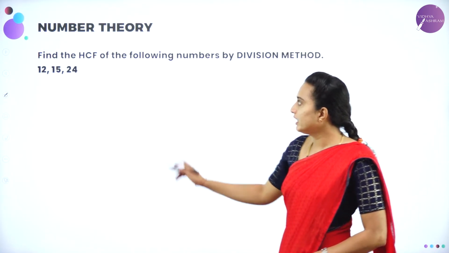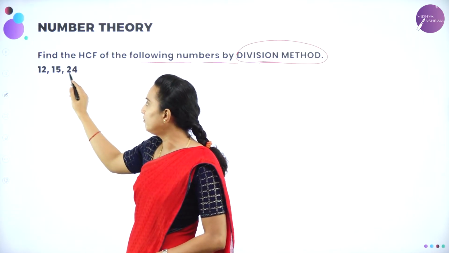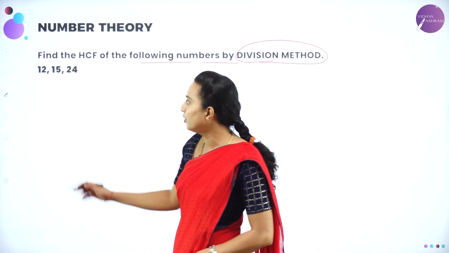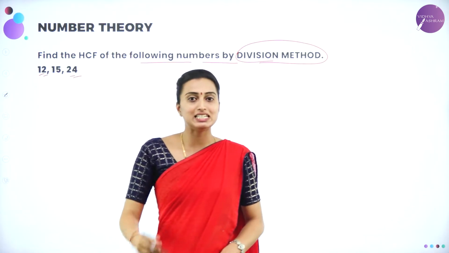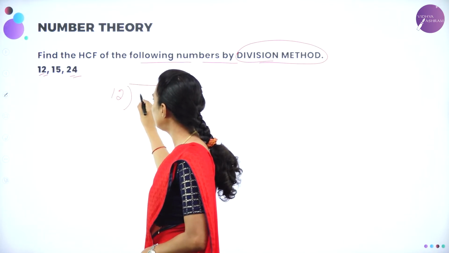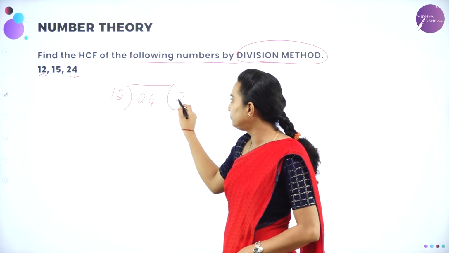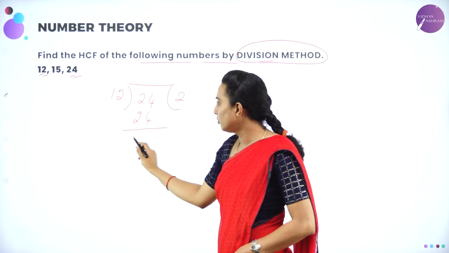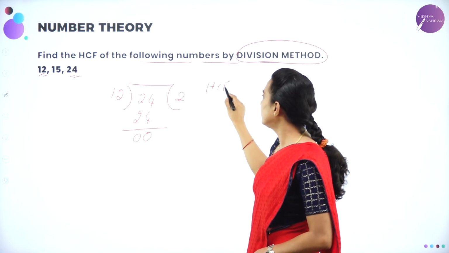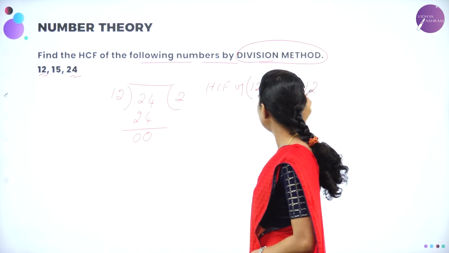Next problem, find the HCF of the following numbers by division method or Euclid's algorithm: 12, 15 and 24. You can choose any number you want. Here I am going to choose 12 and 24. It is easily divided. So 12 I am going to write outer side, 24 will be inner side. 12 2s are 24, so 0. Therefore, HCF of 12 and 24 is equal to 12.